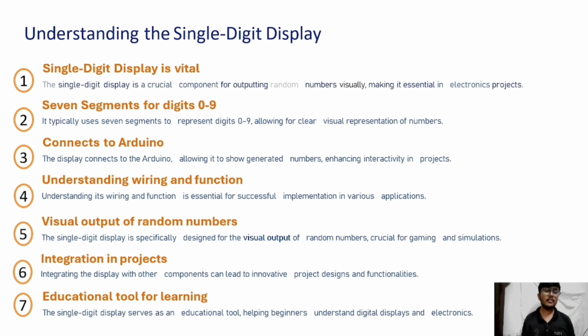Fourth one is understanding the bearing function. Understanding the bearing function is essential for successful implementation in various applications. Fifth one is visual output of random number. The single digit display is specifically designed for visual output of random numbers, crucial for gaming and simulation. Sixth one is integration in project. Integration of the display with other components can lead to involved project designs and functionalities. Seventh one is educational tool for learning. The single digit display serves as an educational tool helping beginners to understand the digit display and electronics.